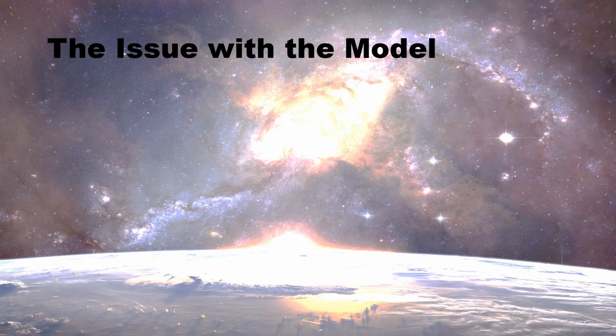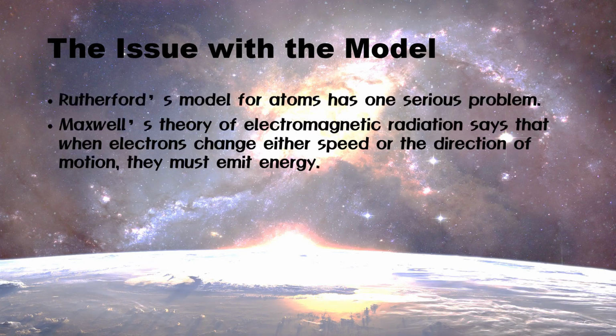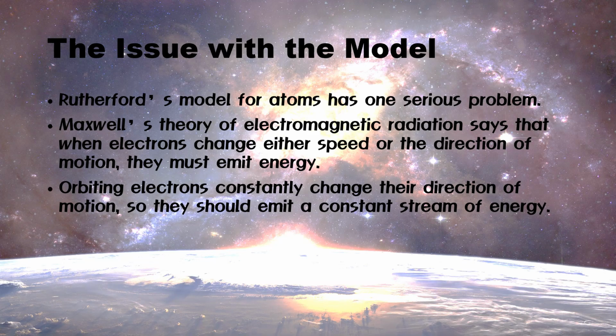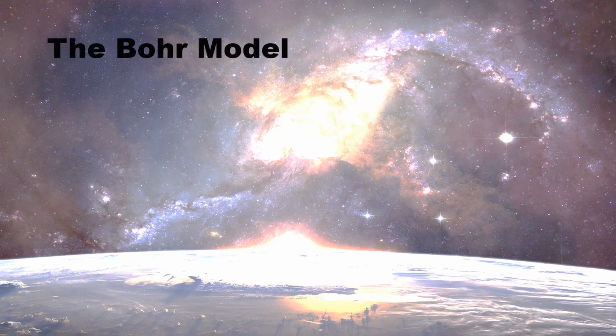Now, there is an issue with the model that we've been looking at. Rutherford's model for atoms has one problem. If we apply Maxwell's theory of electromagnetic radiation, it says that if electrons change either speed or direction of motion, they have to emit some kind of energy because there's a change. Well, orbiting electrons constantly change their direction of motion, so they should emit a constant stream of energy. Applying Maxwell's theory to Rutherford's model, all electrons should eventually spiral into the nucleus of the atom as they lose energy. So that prompted a need for a new model.